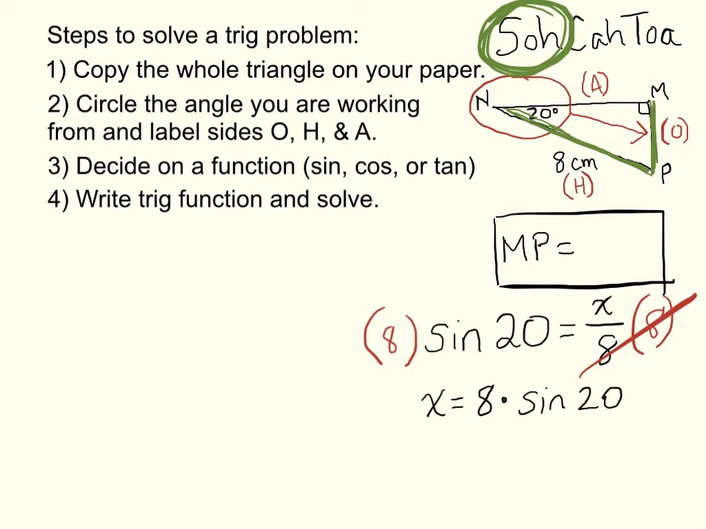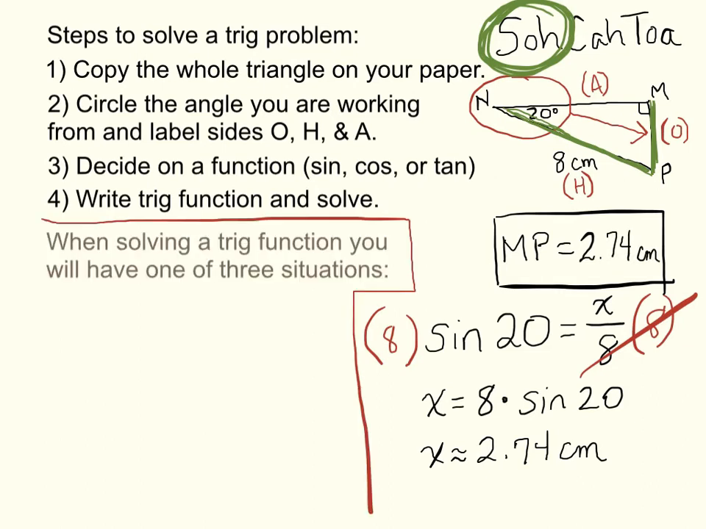So now what you need to do is take out your calculator and figure out what 8 times sine of 20 is. And I used my calculator. I found out that 8 times sine of 20 is 2.74. So my answer then is 2.74 centimeters. And there we have it.